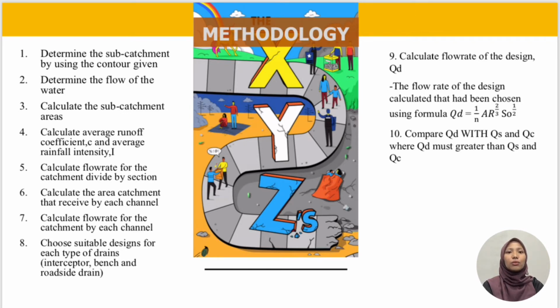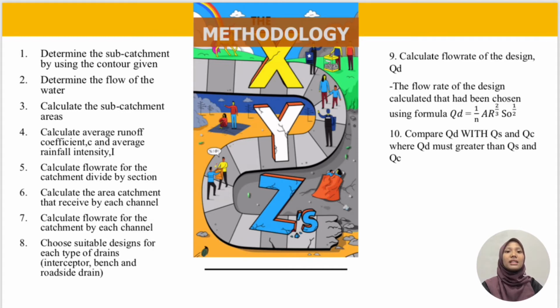Next, proceed to calculate the area catchment that was received by each channel, and proceed to the same step as before, which is calculate the flow rate for catchment by each channel, which is QC. There is an additional channel in between CH0 to CH600, and calculate the area. Next, the flow rate for the additional channel is calculated.